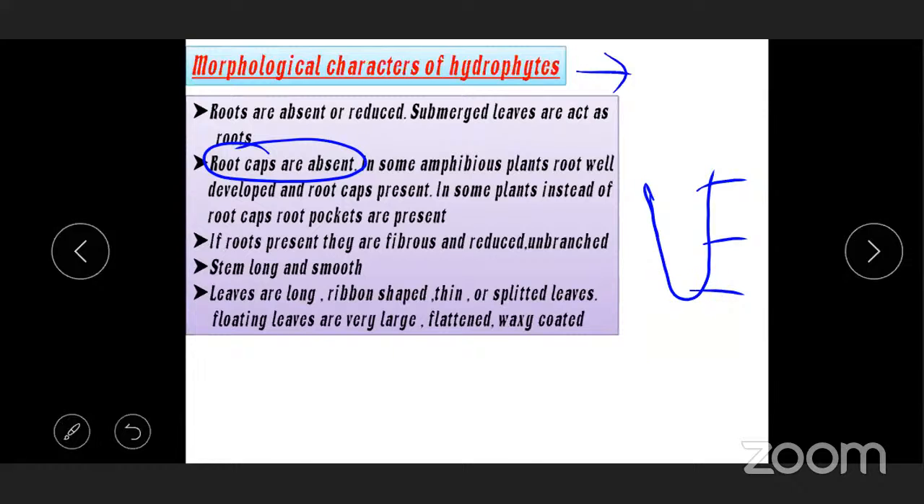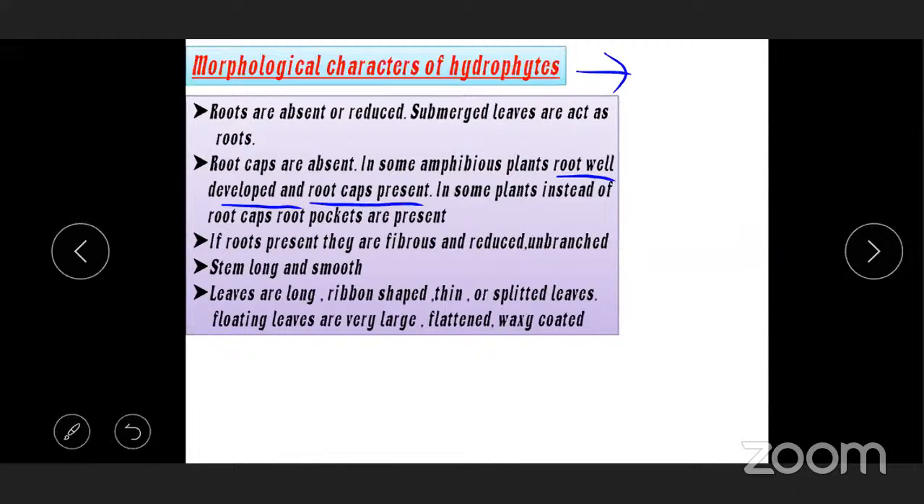But in some amphibious plants, roots are well developed. Amphibious plants means Typha, Sagittaria, and Limnophila, because they are partly in water and partly on land or in aerial. Sometimes they grow in water, sometimes they grow as aerial. When they are present in aerial, they have roots. Root caps are also present.